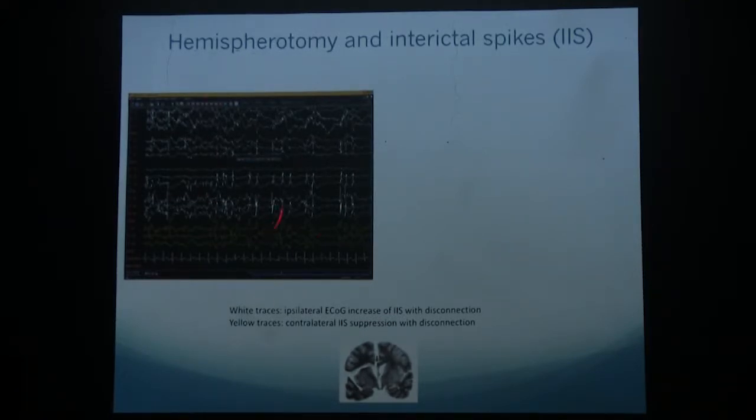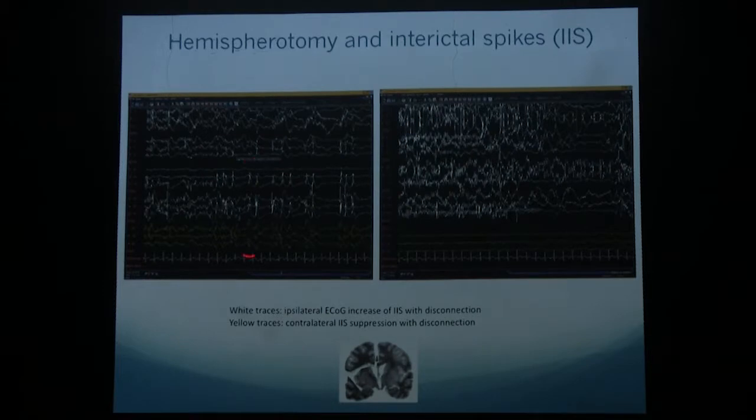If you look at the EEG during the surgery, so this is before and this is after surgery, and the white traces show you the ipsilateral leads, and the yellow traces show the contralateral leads. So basically what happens is that whatever discharges you had which were transmitted from the bad hemisphere to the good hemisphere before the disconnection completely disappears, and you know that your disconnection is complete.